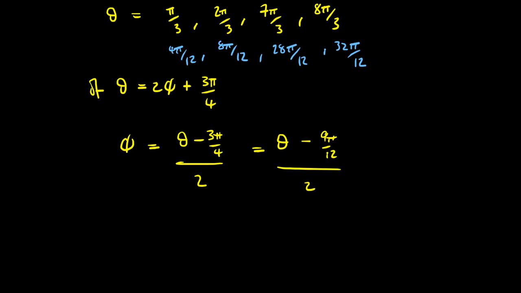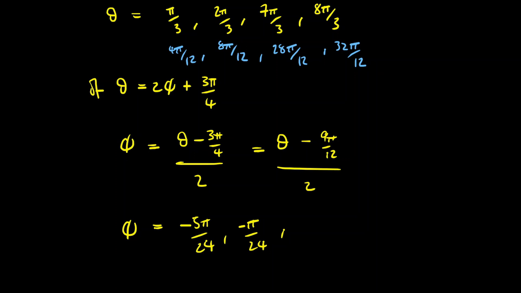Well, if I now do that, I'm going to take my first solution, 4 pi upon 12, and subtract 9 pi upon 12, so that's minus 5 pi upon 12, and I divide by 2, that's going to be minus 5 pi upon 24. Okay, now I do the next solution. I get my 8 pi upon 12, I subtract 9 pi upon 12, which gives me minus 1 pi upon 12, divide by 2, minus pi upon 24.